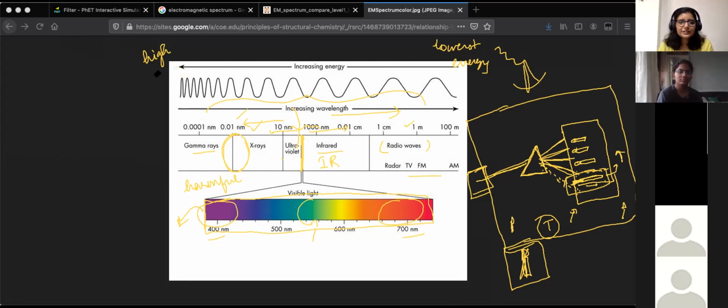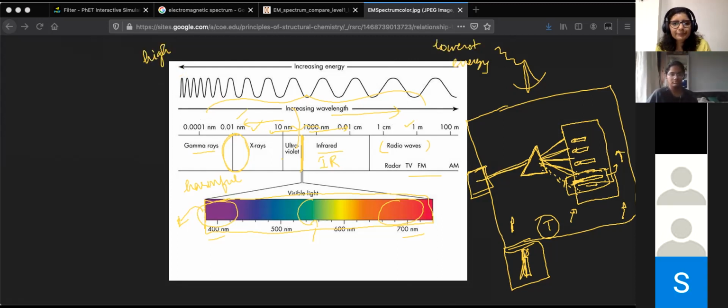Energy changes with frequency. Higher frequency means higher energy, so this side is directly proportional. Oh wait, I wrote it correctly. The arrow confused me basically. Yeah, this side is high energy, this is lower energy. So energy is increasing from right to left.